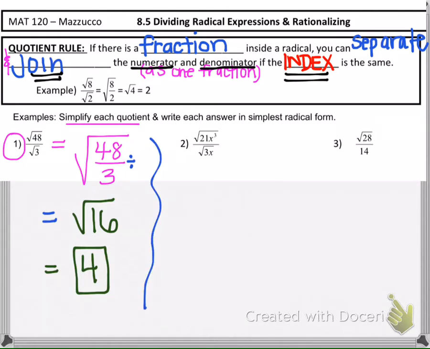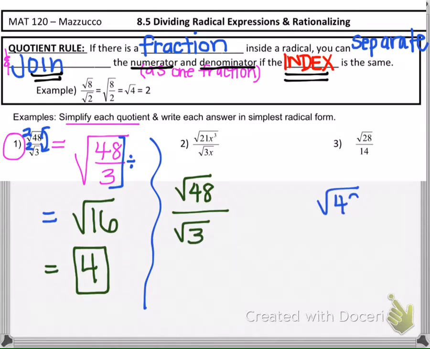Now, the quotient rule says that because the indexes here are both 2's, we can put them together and write it as 48/3 as one fraction. But we can also do this problem as the square root of 48 and the square root of 3 separate, and simplify the square root of 48 using the methods we learned in class. So I can write that as the square root of 16 times the square root of 3. So we would get 4 radical 3 when we simplify that.